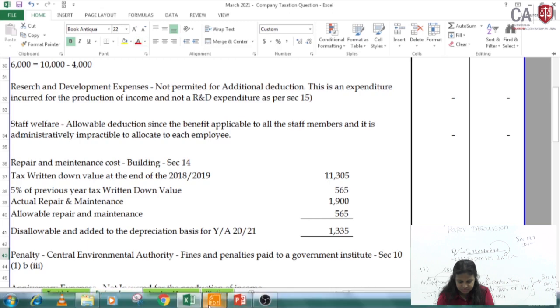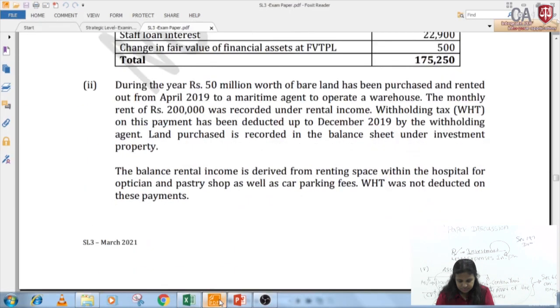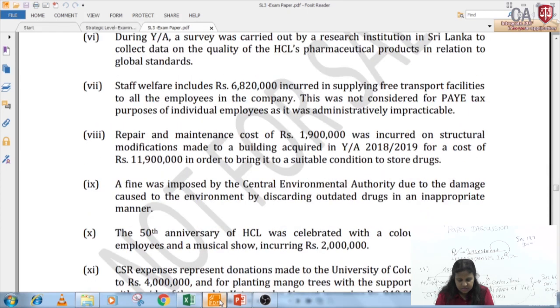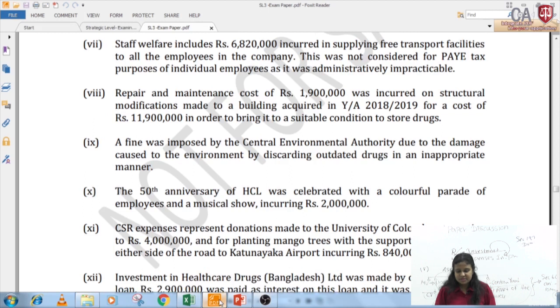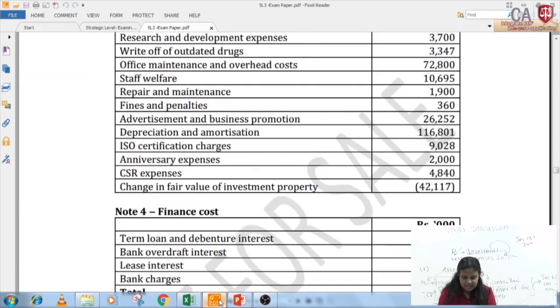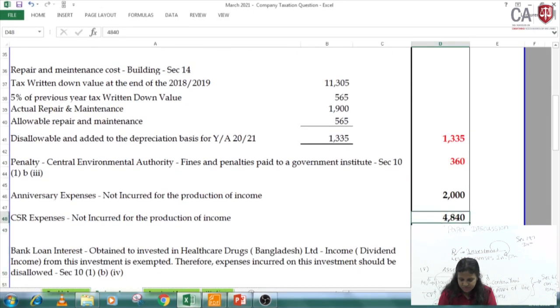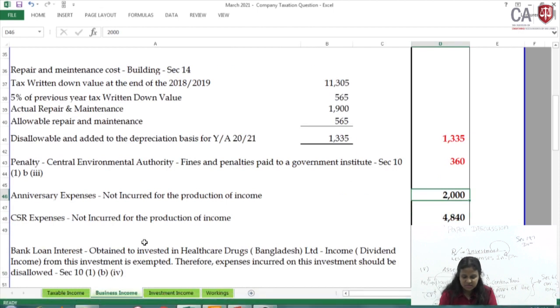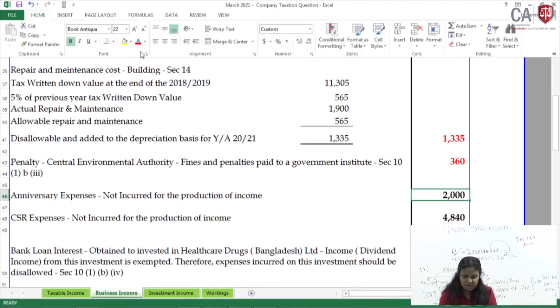Now the next one. The 50th anniversary of HCL was celebrated with a colourful parade of employees and a musical show, incurring 2 million. Wow. By doing that, all of them enjoyed, but for tax purposes this should be disallowed. The expenditure was not incurred for the production of income. In the P&L, it was mentioned as anniversary expenses 2 million. It should be disallowed. These are very, very easy adjustments.